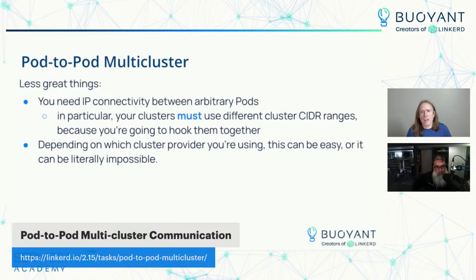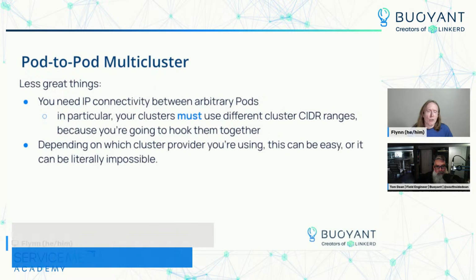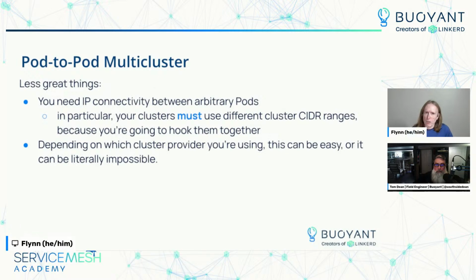This implies certain things, like your clusters have to be using different cluster CIDR ranges, or very, very crazy things happen, and you have to have IP routing set up, and lots of fun stuff like that. And the end result is that depending on who your cluster provider is, this might be easy, like it is with Kind and K3D, or it might be literally impossible. There are some cloud providers that simply cannot do this ever. The upside is that for those people, you can just use gateway-based multi-cluster, and it works fine. You can use both of them in the same cluster at the same time. It works.